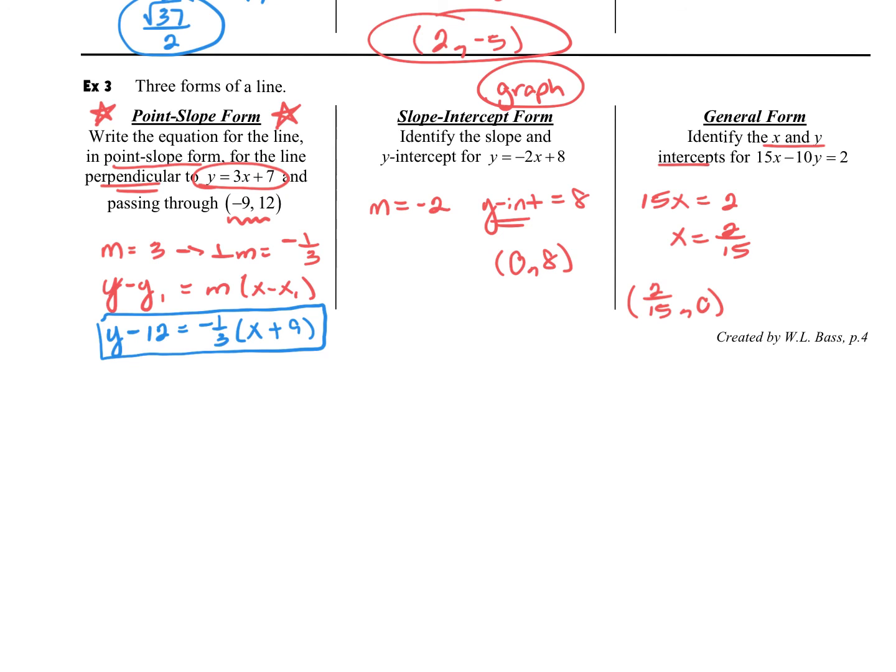The same thing could be done for the y-intercept. We can just make this whole term disappear because x will be 0, and we're going to get -10y equals 2, so y is going to be -1/5. And again, we could write that as a nice ordered pair.